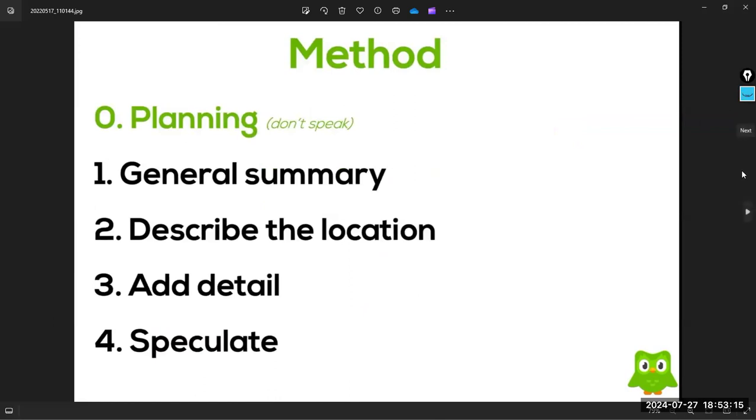Absolutely, planning is really important. So you have to plan before you speak. Number one is a general summary. Number two, describe the location. Three, you have to add certain details. Finally, speculate. What does that mean?